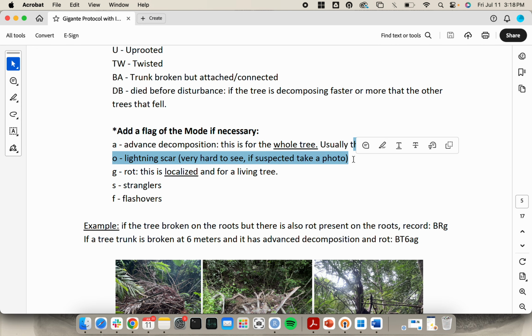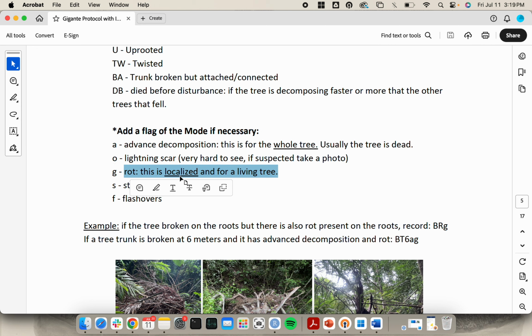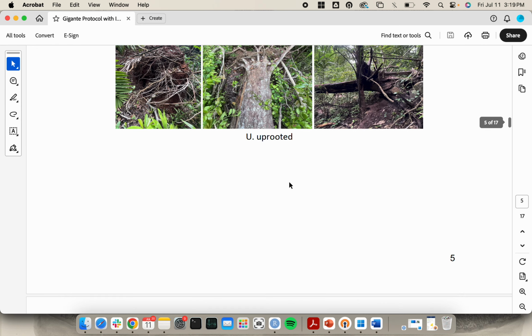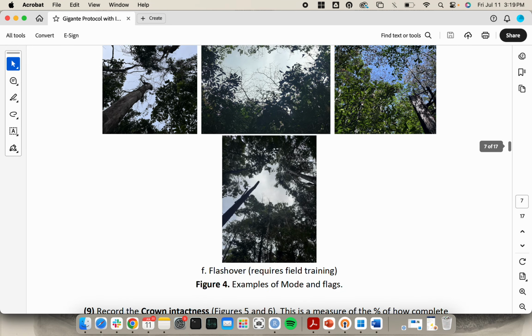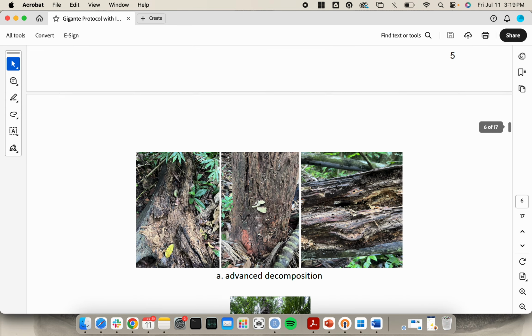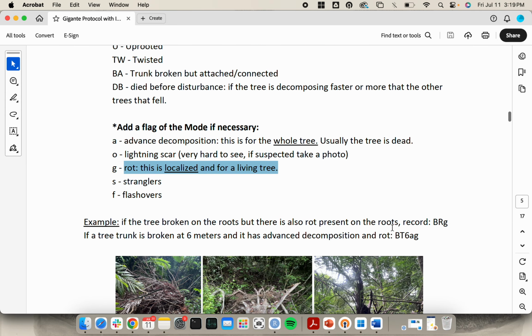Lightning scar, this is very hard to see, but if you suspect that you see it, please take a photo and send it to us. Rot, so this is a little bit similar to decomposition, but this is localized and this is for a living tree. So here is an example of advanced decomposition, and this is an example of, wait, we don't have an example of rot. But do you remember, sometimes we have branches that are a little bit hollow inside and are black. So this means it's decomposing, but in a localized place, localized in the branches, and the tree is still alive.